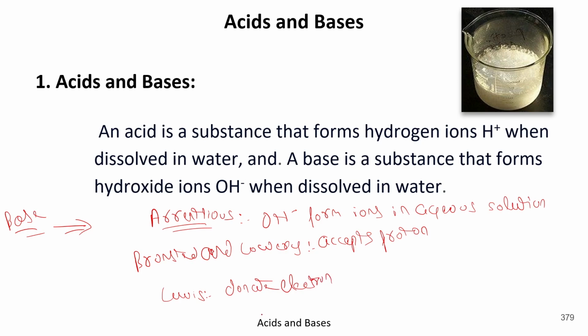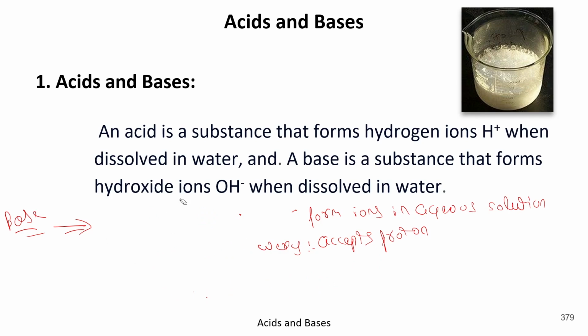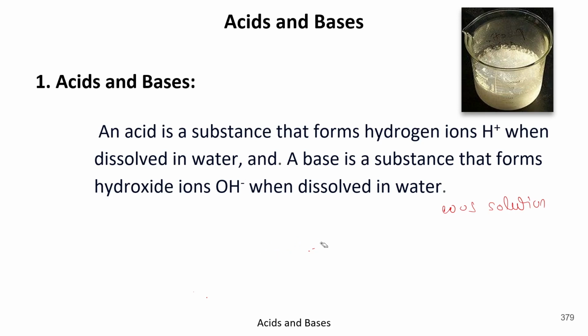Okay. So did you notice something? Bronsted and Lowry said that acid donates protons, and Lewis said acid accepts electrons. But in the base situation, it gets reversed. They accept protons and they donate electrons. Got it? So this is about the Arrhenius concept, Bronsted and Lowry concept, and Lewis concept regarding acids and bases.